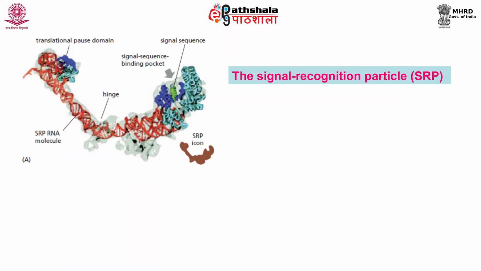In the slide, figure A shows a mammalian SRP. It is a rod-like complex containing 6 protein subunits and 1 RNA molecule. The RNA is shown in red color. The SRP RNA forms the backbone linking the domain of the SRP containing the signal sequence binding pocket to the domain responsible for pausing translation.